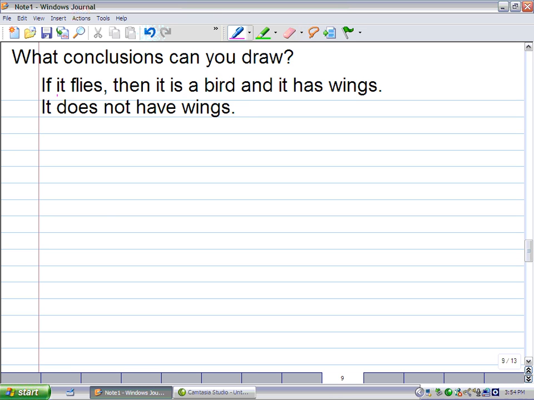Well, if it flies, so it flies. We don't want to use F because that makes us think of F as in false, so we'll call it S. Maybe for like soaring, I don't know. Flies, then it's a bird and it has wings. It does not have wings. Can we draw any conclusions from that?